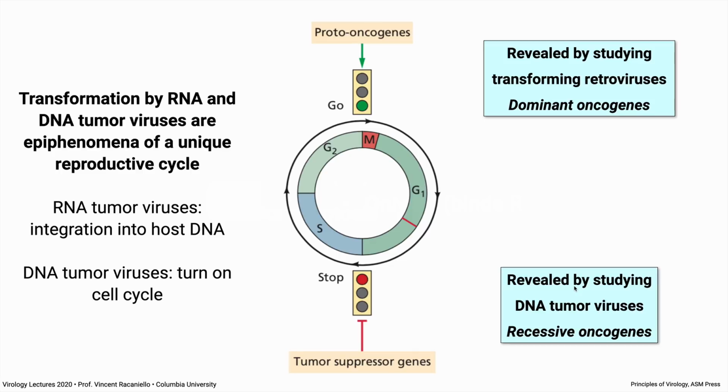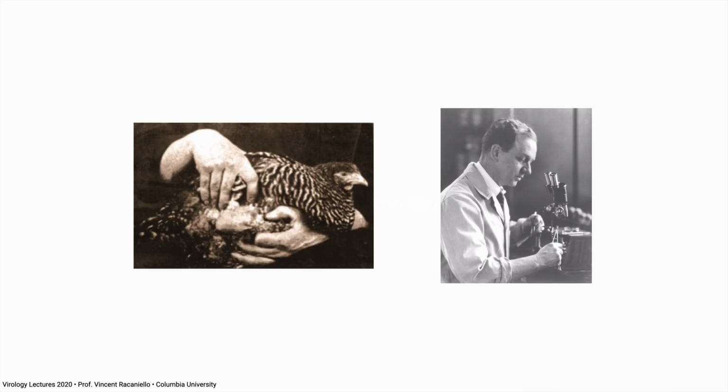And this all started with Rous in the early 1900s. So his discovery of an RNA tumor virus, a retrovirus that caused tumors in chickens, then spurred other people to look for DNA viruses that cause tumors as well. And so the really remarkable story here is, of course, all of this started with a chicken and a tumor.